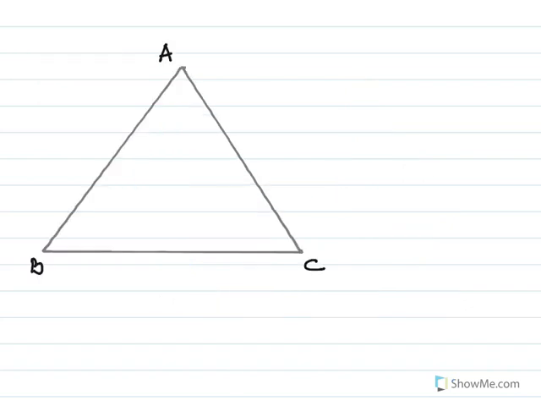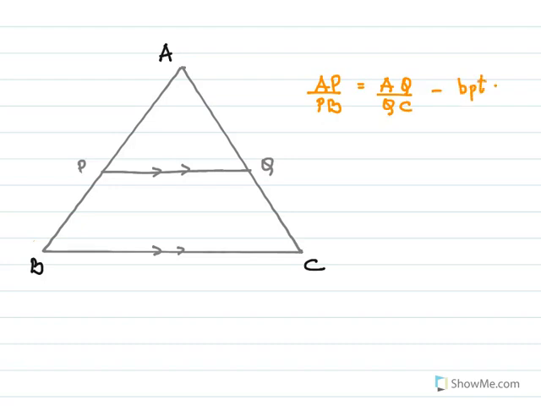So here is triangle ABC, and I have a line that is parallel. So I put PQ. When you see a figure of this type, you can use two properties. One, you can use the BPT. So we'll write AP over PB will be equal to AQ over QC. This is property 1, or BPT.